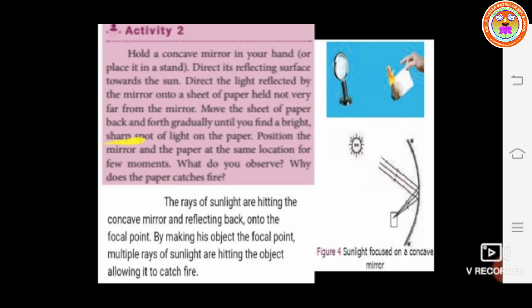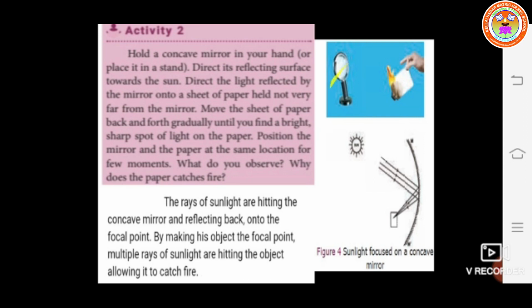Move the sheet of paper back and forth gradually until you find a bright, sharp spot of light on the paper. Hold the mirror and the paper at the same location for a few moments. What do you observe? Why does the paper catch fire? After a few seconds the paper is burned.